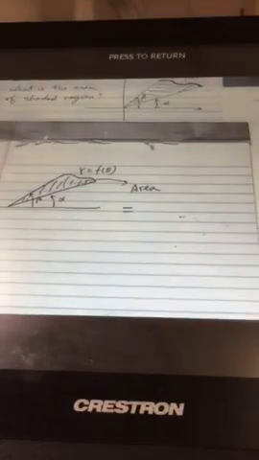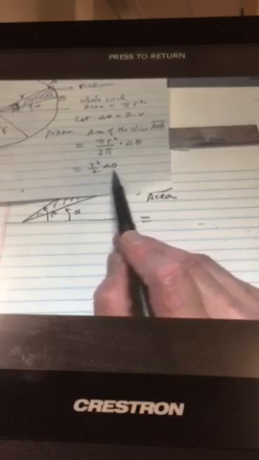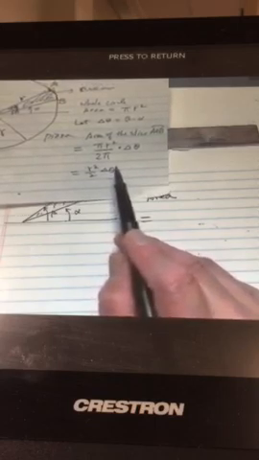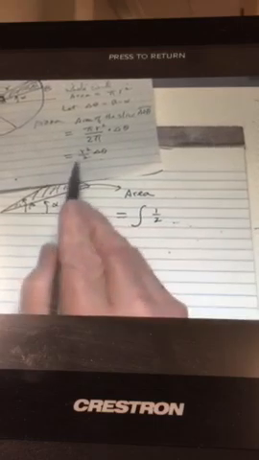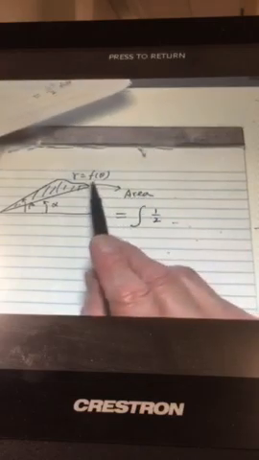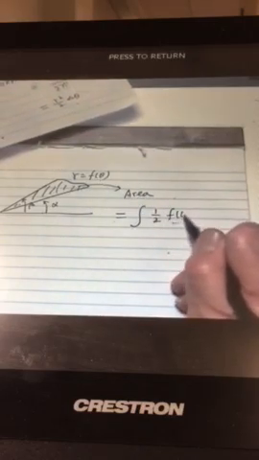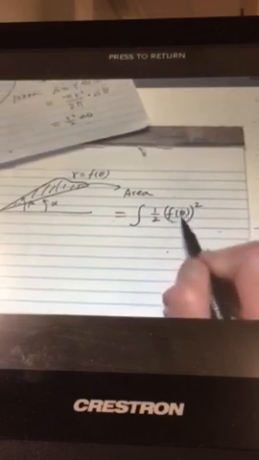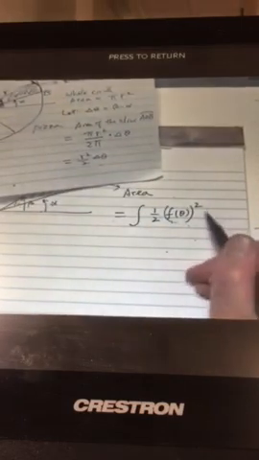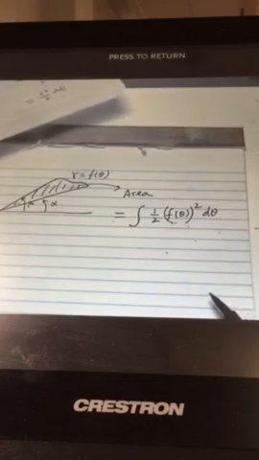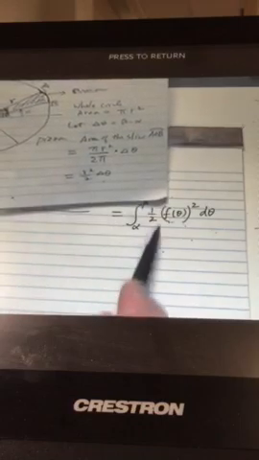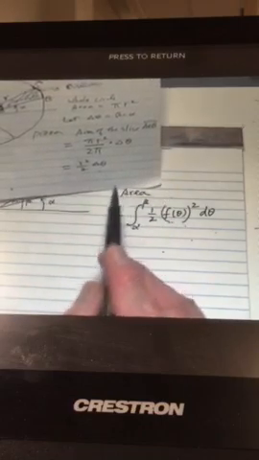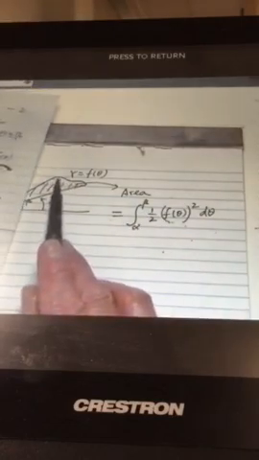This area is very similar to this, but we have to use integration. So this is equal to the integral of 1/2 times r squared, where r is f of theta, so f of theta squared, d theta. Delta theta now becomes d theta, from alpha to beta. This is very similar to the circle case, but the only difference is that right now I have an irregular shape.